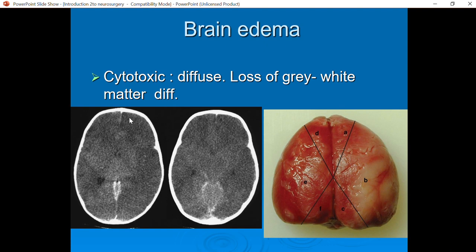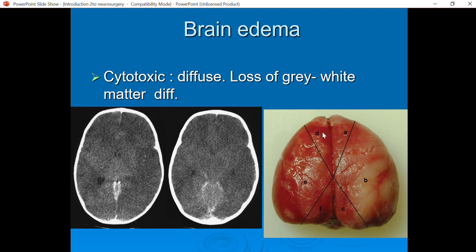differentiation. You can see here the CT scan with diffuse brain edema. The ventricles are compressed, hardly seen. It's bilateral, and the cisterns are not seen. This indicates brain herniation actually. Okay, so there is no role of steroids in brain edema related to head injury.